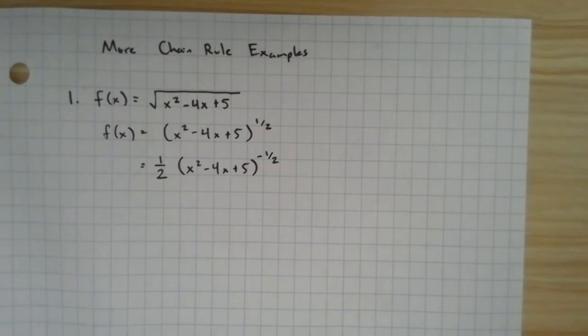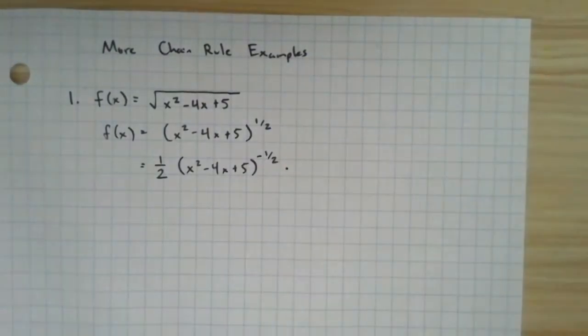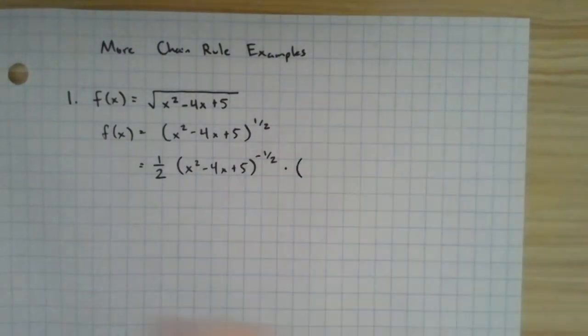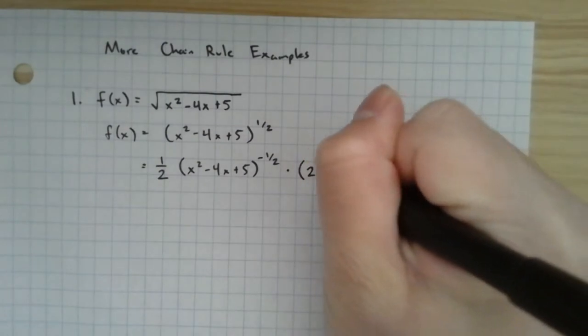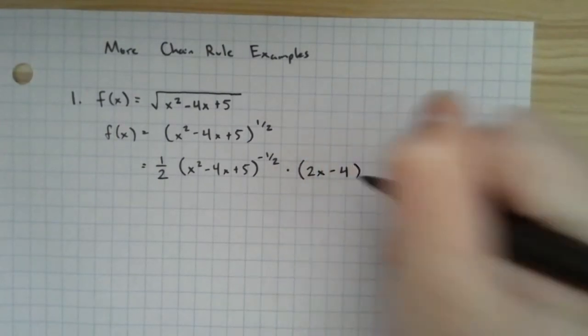And then the chain rule says we'll take the derivative of the inside now. So then times the derivative of the inside. This is just a polynomial, so you get 2x minus 4. Okay.